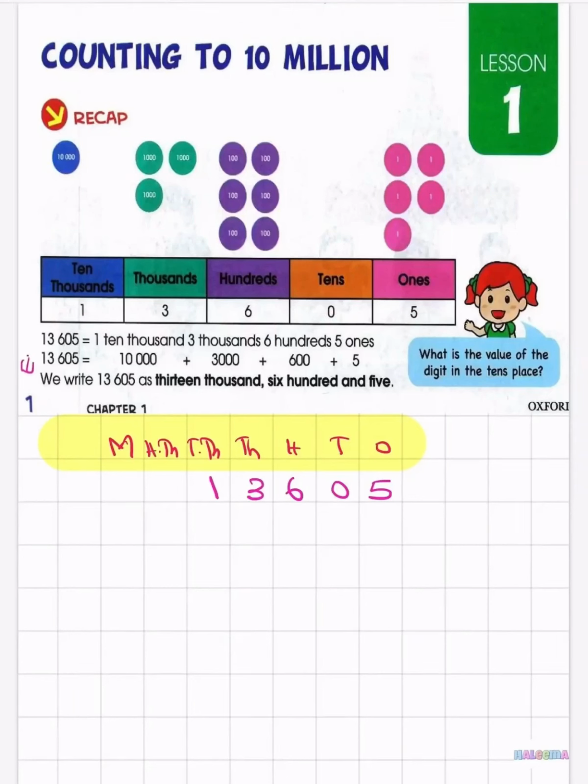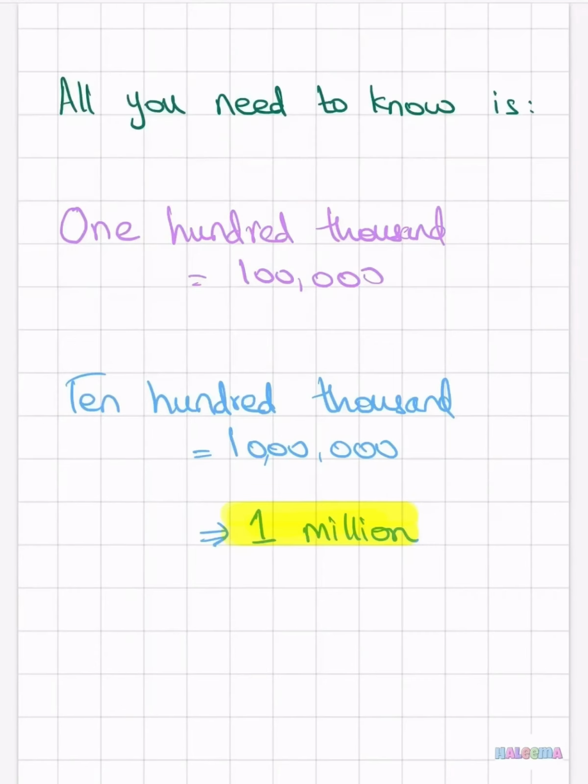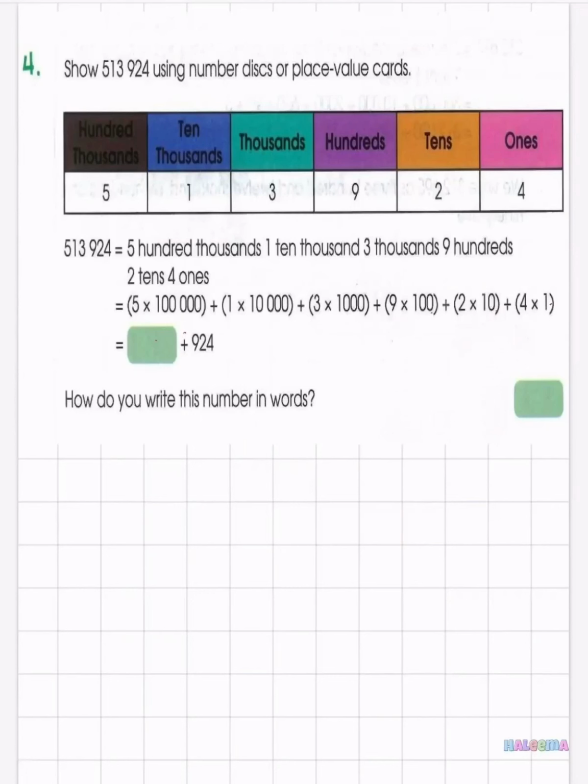In the next step, you just have to expand. As you can see, they've already solved it. 10,000, 3,000, 600, and 5 ones, right? They've written the same thing in words as 13,605, okay? Moving on, all you need to know is that 100,000 or 1 lakh has 5 zeros, whereas 1,000,000 or 1 million has 6 zeros, right? Other questions were the exemplary ones, so we've directly moved on to question number 4.